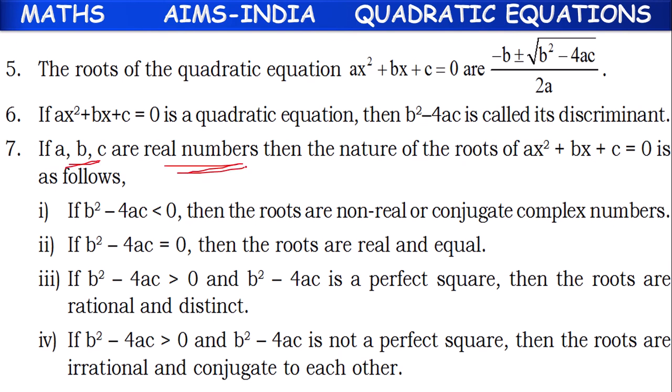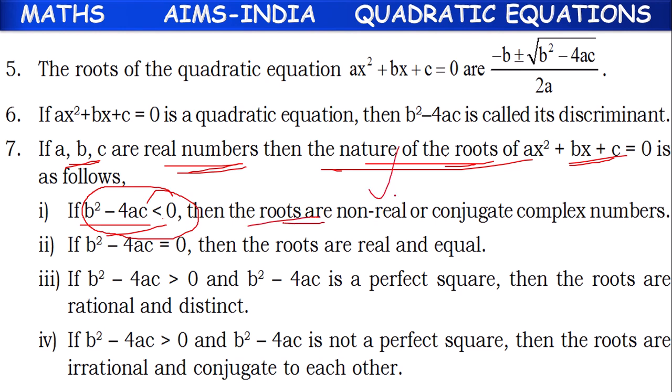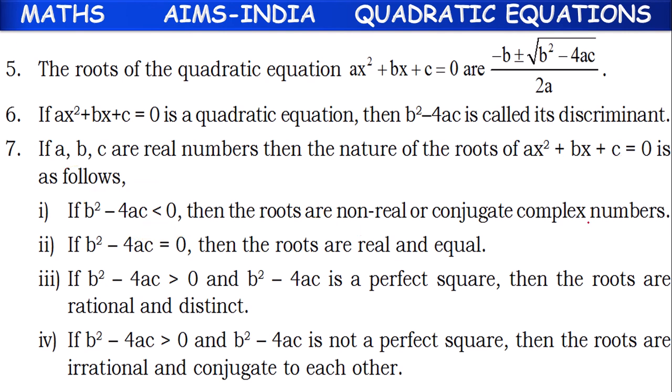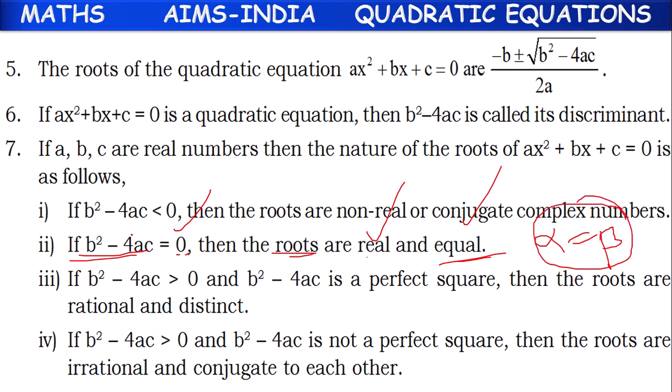If a, b, c are real numbers, the nature of the roots depends on the discriminant as follows. If the discriminant value is less than 0, then the roots are non-real, imaginary, or conjugate complex numbers. The roots are not real. If the discriminant is 0, then the roots are real numbers and they are equal. Both roots become equal to one another.